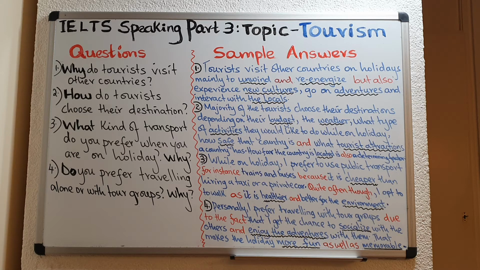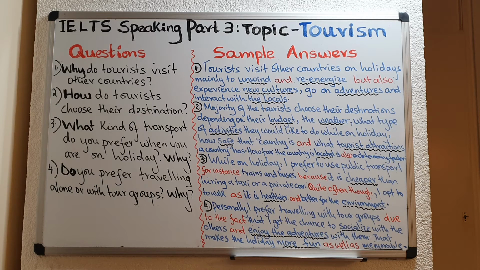The first reason is to unwind or to relax. The other one is to re-energize, to become energetic. The other reason is to experience new cultures. The next one is to go on adventures. For example, you can choose to go skydiving when you go on holiday. Okay, you can choose to go diving, for example. All these are different types of adventures that you can explore when you go on holiday. But also to interact with the local people, to learn their language, to enjoy their food.